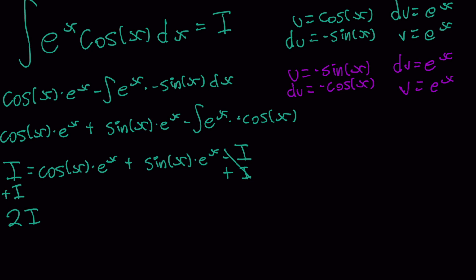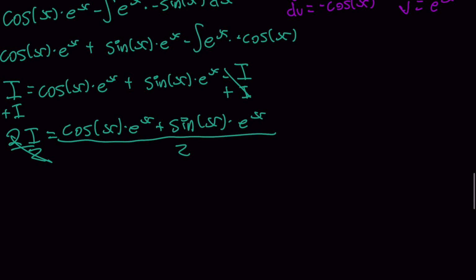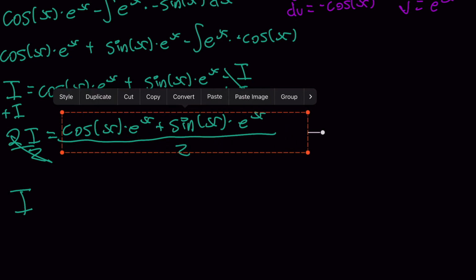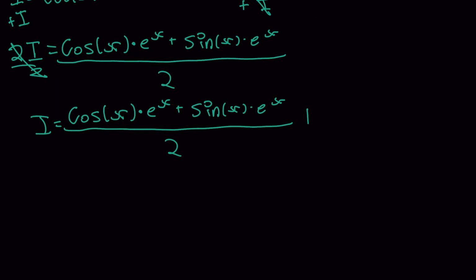So now we have 2I equals cos x times e to the x plus sine x times e to the x, right? We're going to divide by 2 now, just to solve for I. So we now have there we go. Get your plus C. Your prof will take marks off if you forget it.